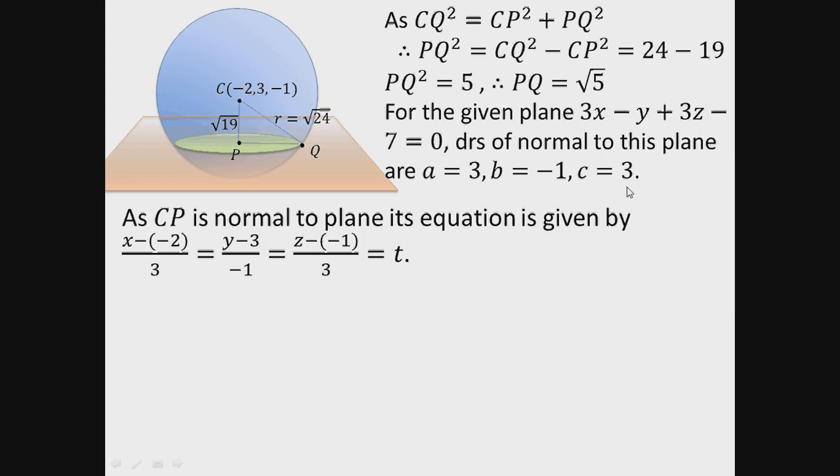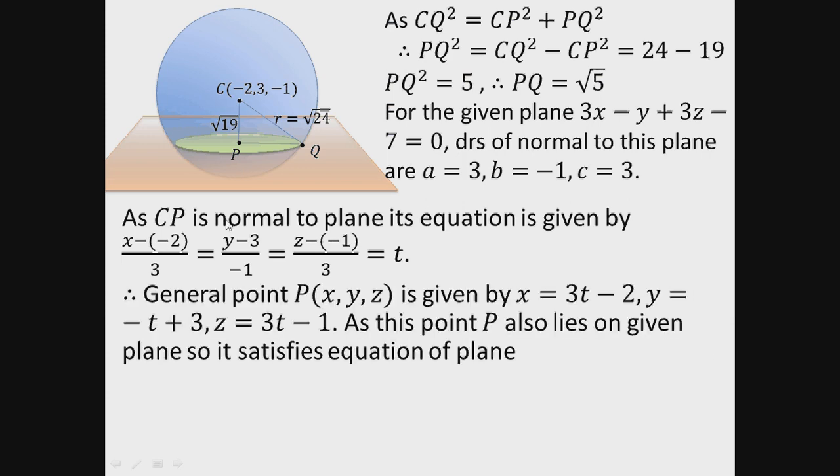Consider this equal to t. Now take P as a general point x, y, z on this line. Then by taking the first and last term, we get x equal to 3t minus 2. Taking the second and last term gives y equal to minus t plus 3, and taking the third and last term, we get z equal to 3t minus 1. So we get the general point P.